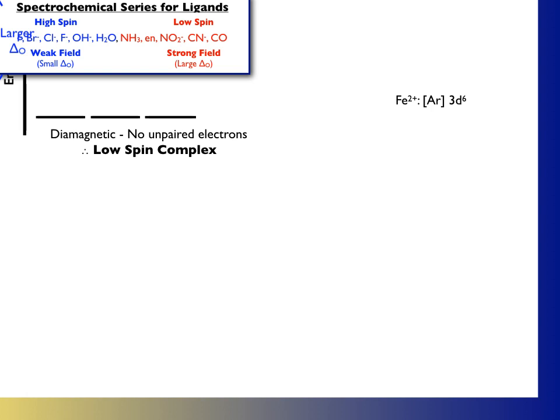For paramagnetic complex ions, this means that there's at least one unpaired electron present. These ions are weakly attracted to a magnetic field. This means that the iron complex has to be a high spin complex.